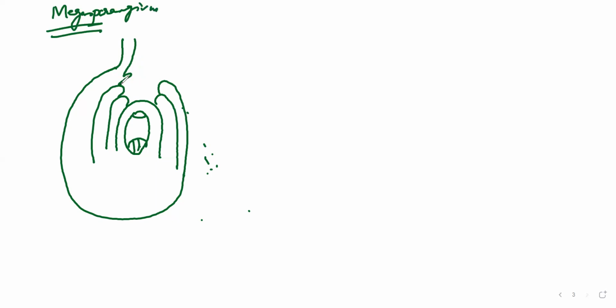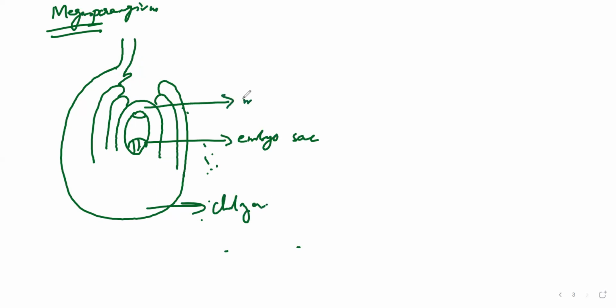So let's label this now. This particular thing is the embryo sac. There will be two ends over here. This is the chalazal end, and this one will be the micropylar end. Then you will have two integuments, the outer and inner integuments.